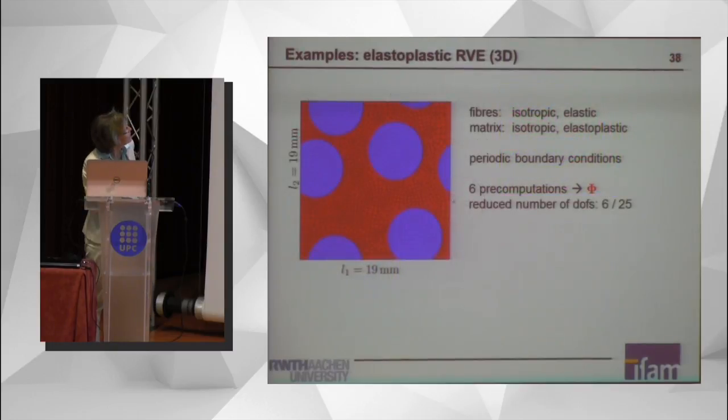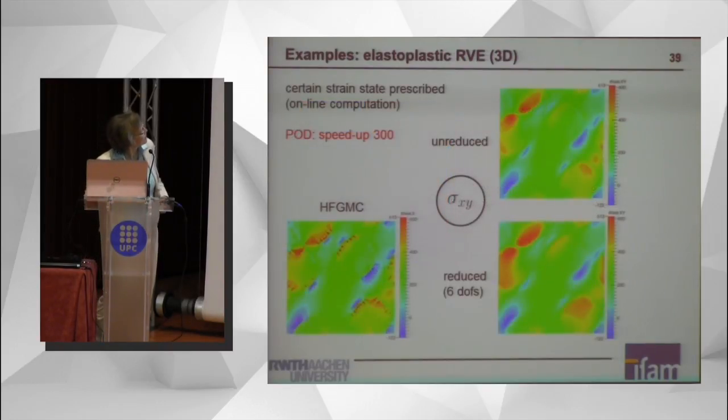So we have then made this a little more complicated, went over to elastoplastic RVE. So here the matrix is now elastoplastic. Again, periodic boundary conditions. First, we used, again, only 6 pre-computations. So the reduced number of degrees of freedom was 6. Certainly you can also use more, as I will explain immediately. And for the 6, you get here actually a slight mistake. It's not much, but you see slight differences. Now, if you compare with the naked eye, it's not the same.